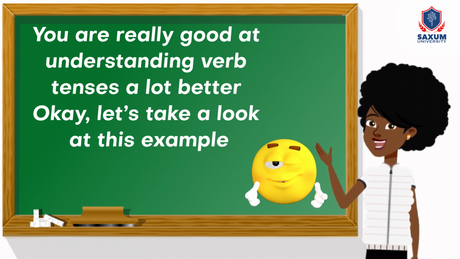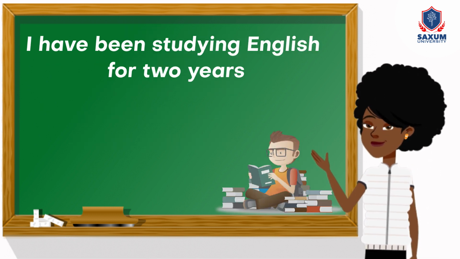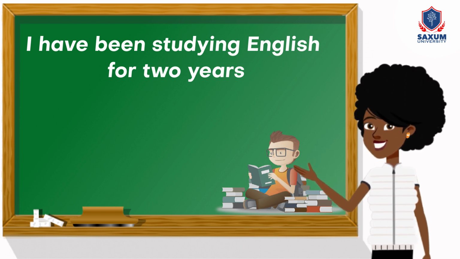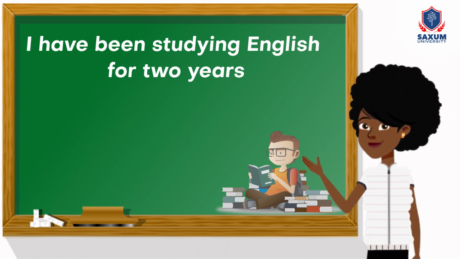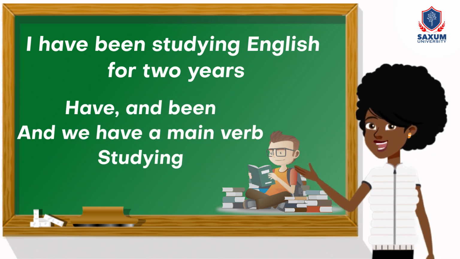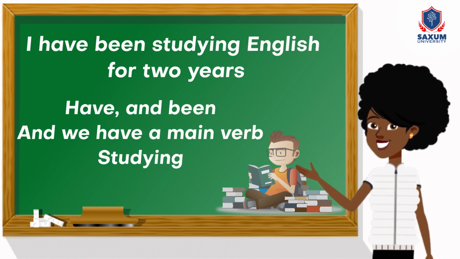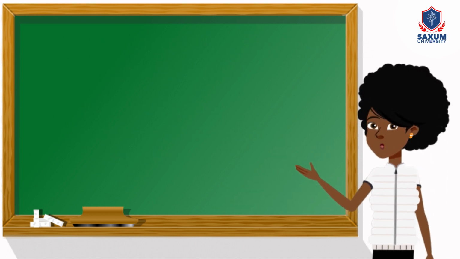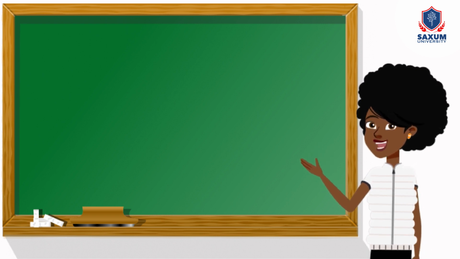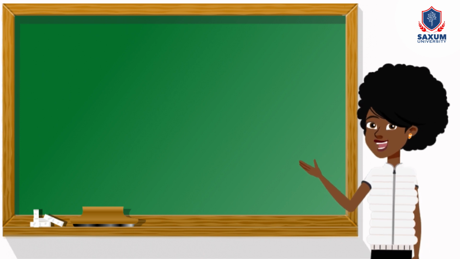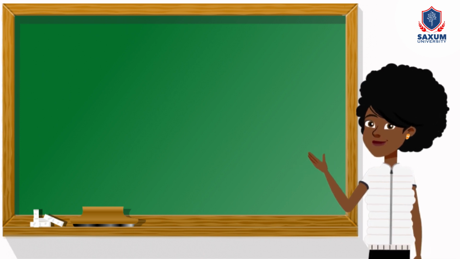Okay, let's take a look at this example. I have been studying English for 2 years. That's a great sentence. Look, we have two helping verbs, have and been. And we have a main verb, studying. This sentence is actually the present perfect continuous tense in English. So, I've already taught you one verb tense. Right, so see, we have two helping verbs and a main verb.